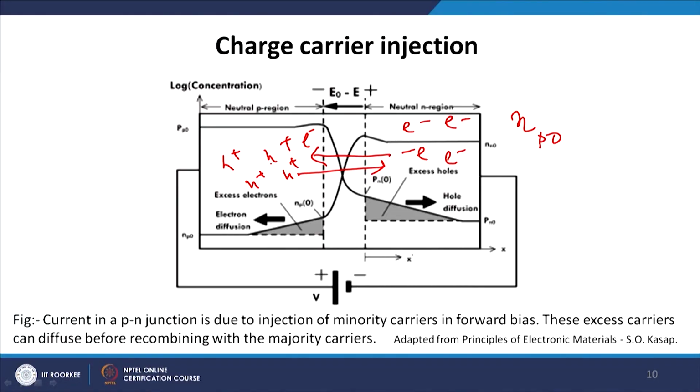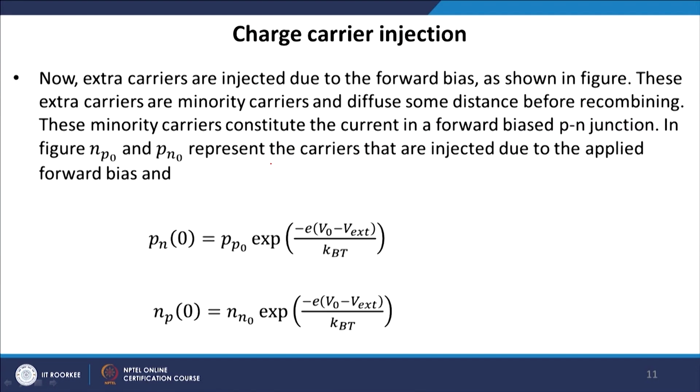In the P side, it becomes a minority carrier. So, n_p0 is a minority carrier in the P side. Similarly, p_n0 is a minority carrier in the N side. So, we can find an expression for n_p0 and p_n0, which is given by p_n0 equal to p_p0 exponential minus e (V_0 minus V_external) divided by k_B T.